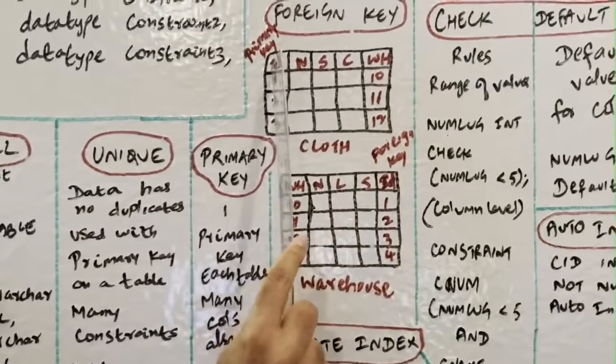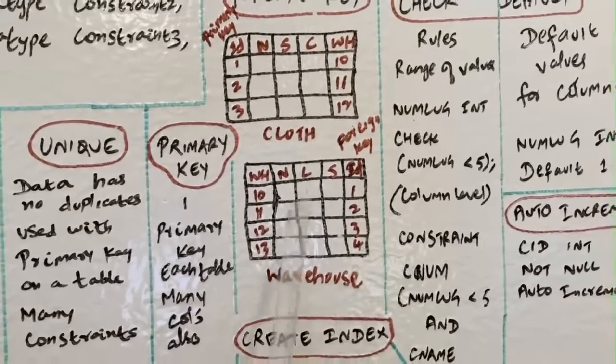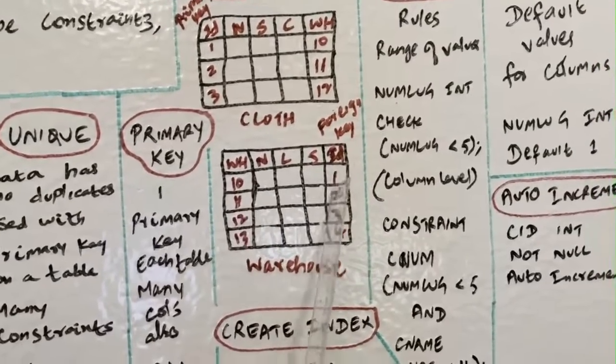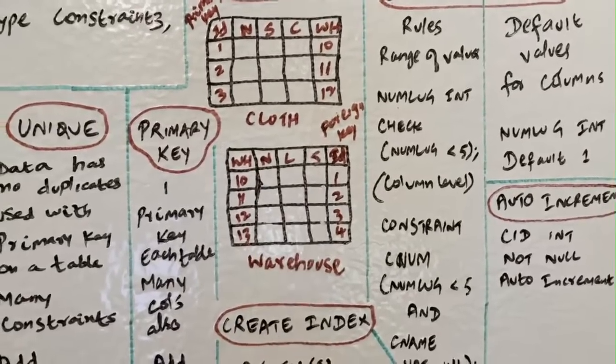Joined by primary key here, this will be a foreign key here, CID. This one has a primary key on its own. This is a foreign key referencing the primary key of the main table. It's like a parent child.